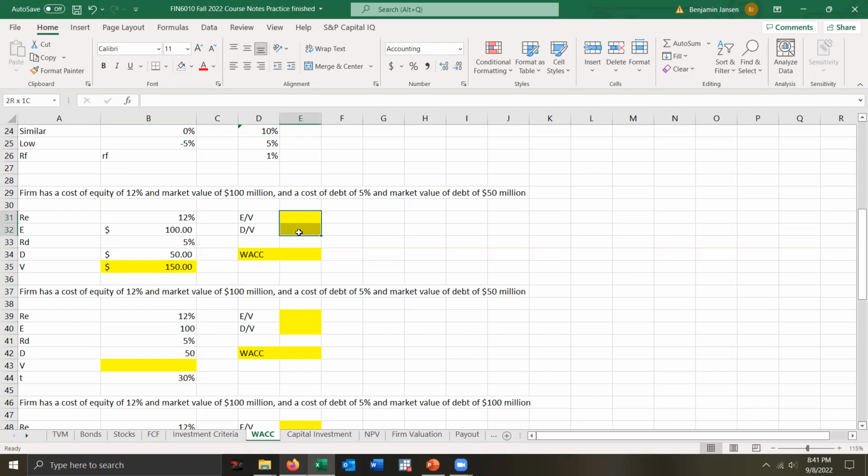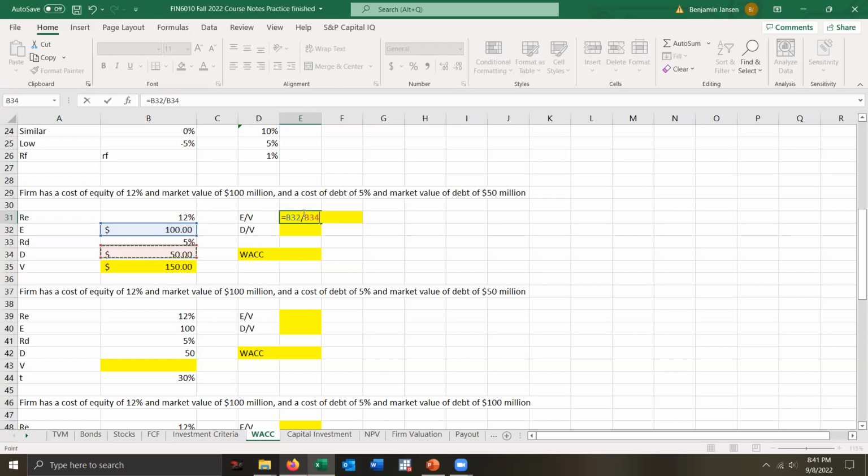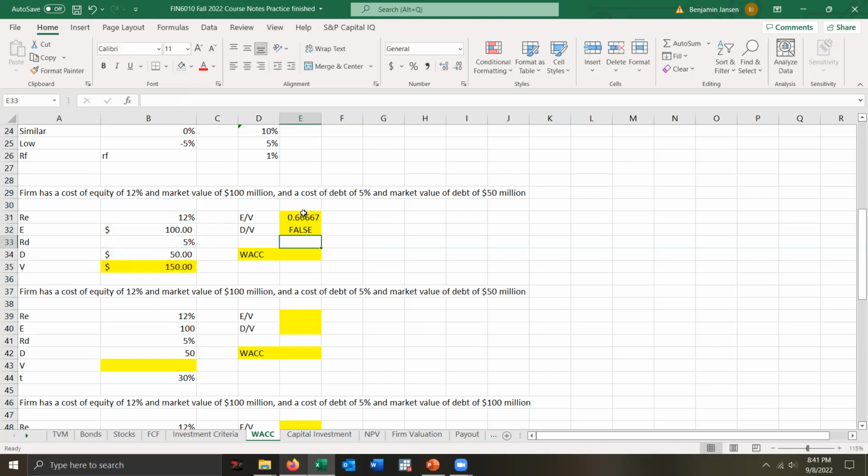All right, so now we get our weights. So the weight of equity is just the market value of equity divided by total market value of the firm. The weight of debt is market value of debt divided by market value of the firm. There we go. Important to keep in mind that these weights should always add up to 1. Right, whenever you're dealing with a weight like this, we should see that it adds up to 1. So just highlighting it, see it sums to 1.